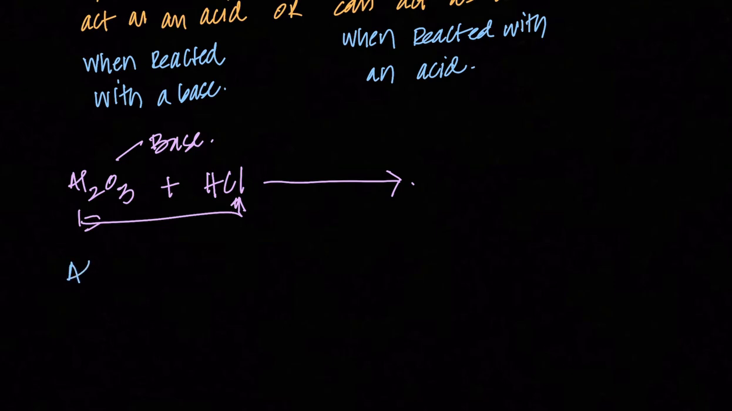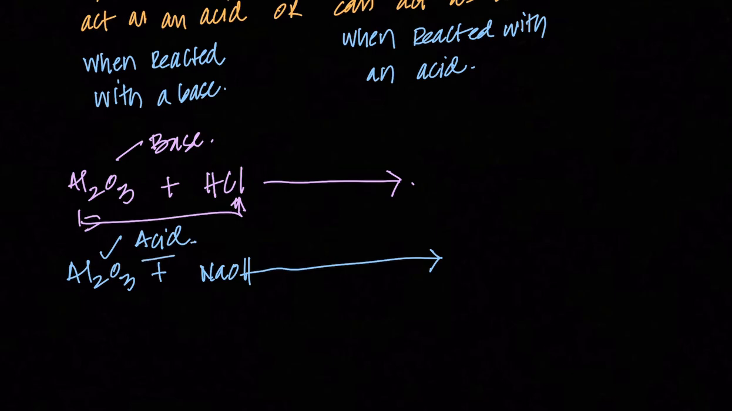And if I add it to a base, let's suppose sodium hydroxide, then this is going to act as an acid. So they mostly ask this question: they'll give you an amphoteric oxide and react it with an acid, and they're going to say, what is this acting as? And they're going to first ask you the definition, and then you're going to say it's acting as a base because you are reacting it with an acid, and here it's acting as an acid because you're reacting it with a base.